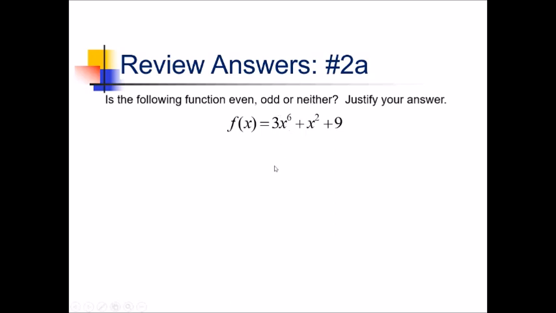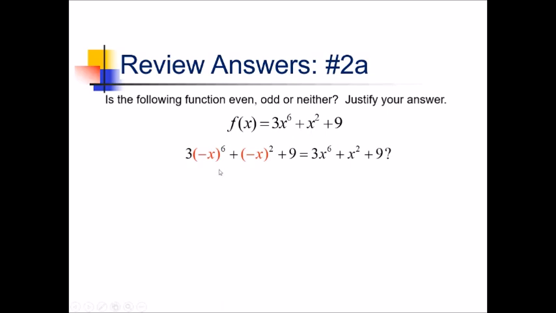Now, the longer, more official, more rigorous way of telling is to plug in negative x for all the x's and see if we get the same thing we started with. If f of negative x equals f of x, that would tell us that we have an even function. So let's go ahead and do that just to show you. So we have 3 and then negative x to the 6th plus negative x squared plus 9. And then we'll just see if this comes out to the same thing we started with. So this is an equals question mark with the original here.